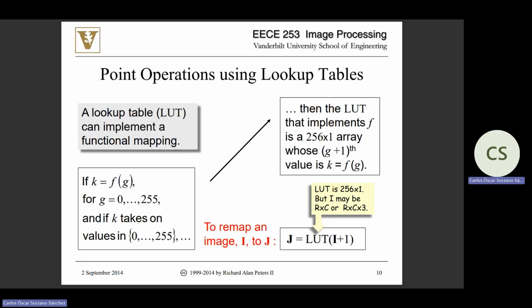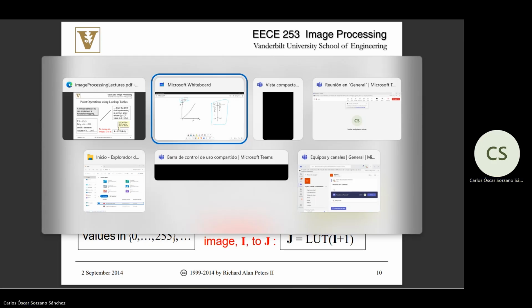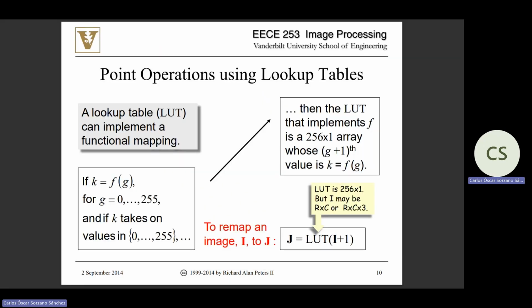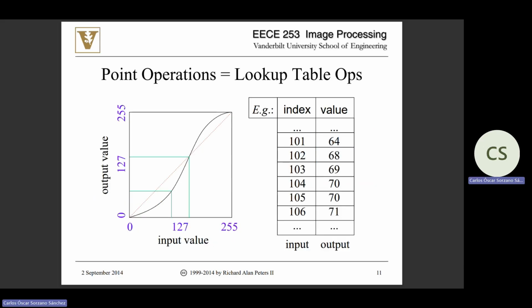Okay, good. This +1 comes from MATLAB, where the index starts at 1. So this is index 1, this is index 2, 3. If I want to get the value at 0, I have to access this table at location 0 + 1. But this is a MATLAB thing that we don't care about at this moment. Okay, so this is what I just said.